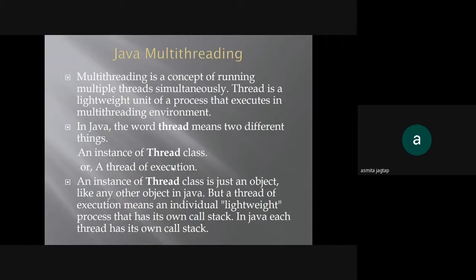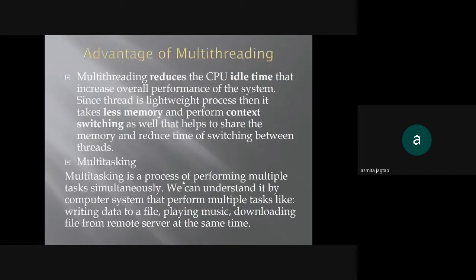The instance of the Thread class is just an object like any other object. Creating a Thread class object is very simple, like the Scanner class object we created earlier, the same way we create the object of the Thread class. It is pretty similar to a normal class object, but thread execution means an individual lightweight process, which has its own call stack. Every program has a call stack, but a thread has its own separate call stack, and it decides which thread to execute when. So in Java each thread has its own call stack.